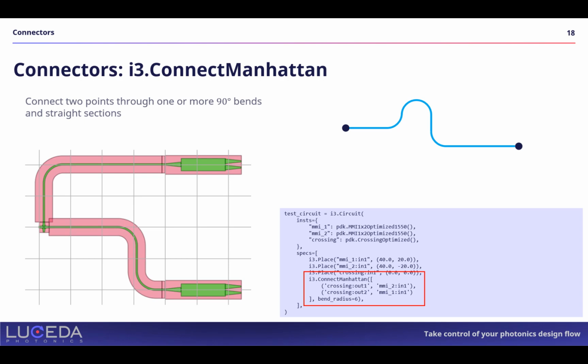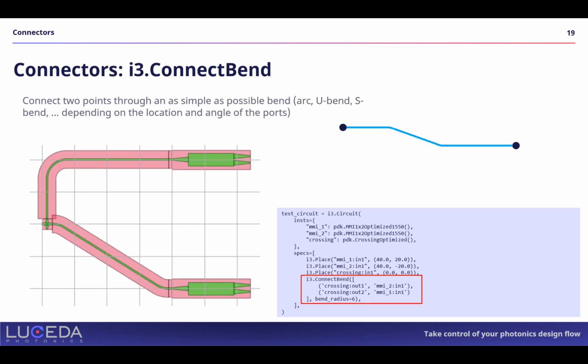Here we see Manhattan bends connecting the two MMIs. The Connect Manhattan class will route between two ports using only right-angled bends along the path. It also supports the use of control points, which act as anchors that the waveguide must pass through, and these are great for custom routing and obstacle avoidance.